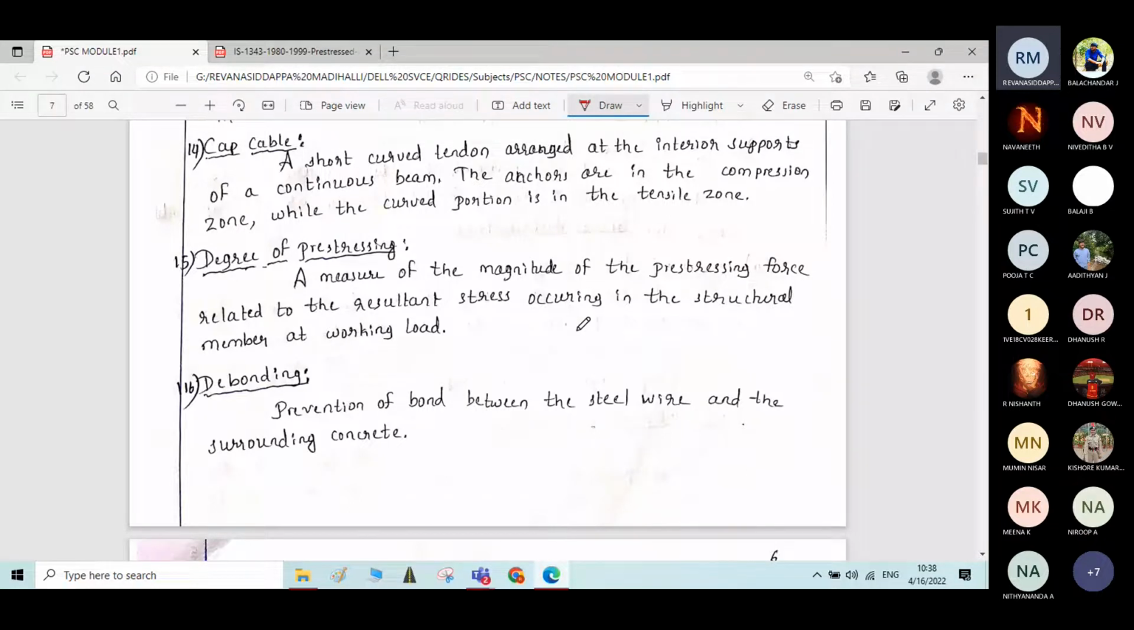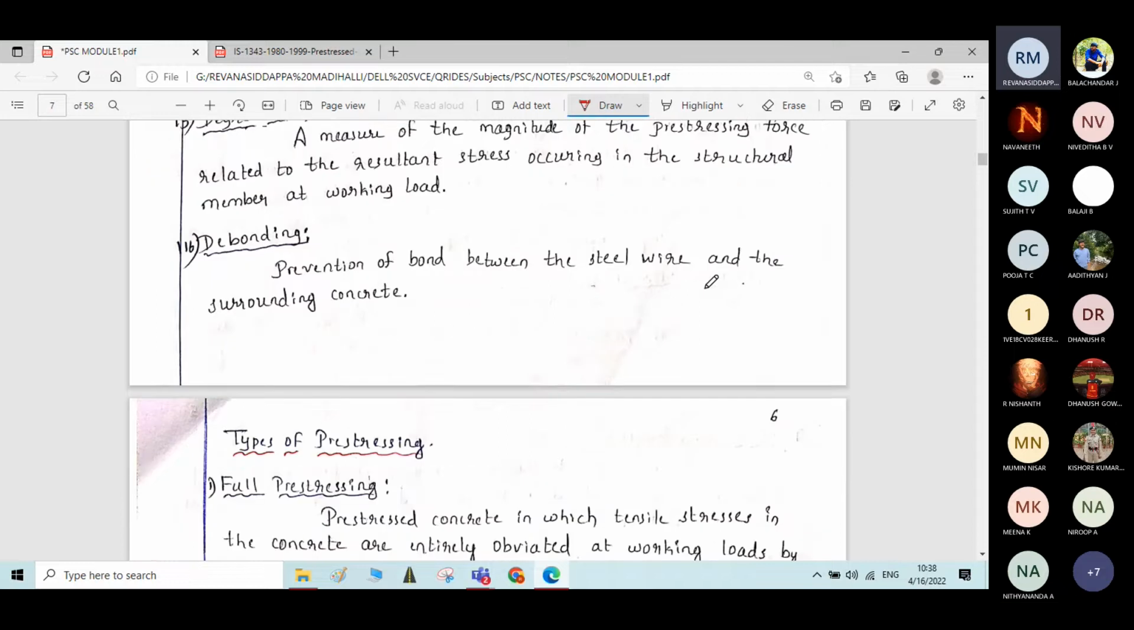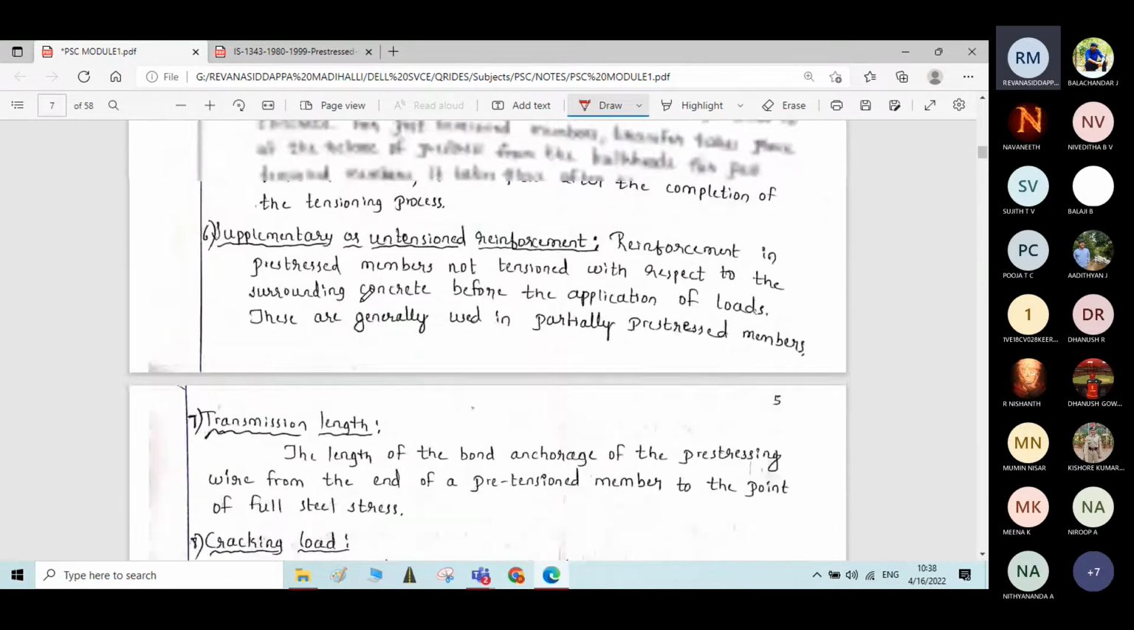There will be a certain amount of stresses induced by the external loads, the dead load or the live load. These stresses will be contracted by the prestresses. So the ratio of the prestresses to that of the stresses caused by the external loads is called the degree of prestressing. Then coming to the last terminology, debonding.